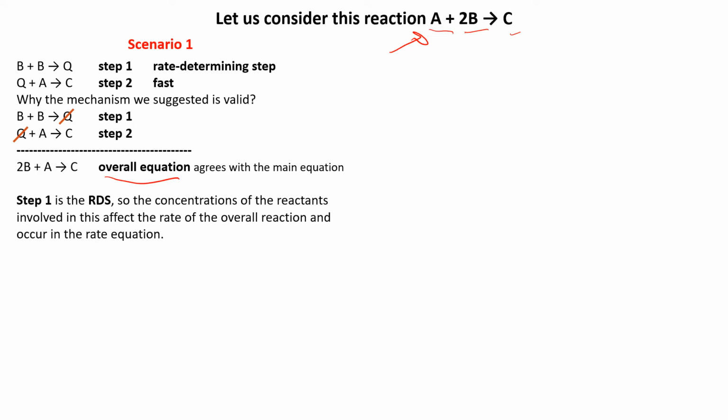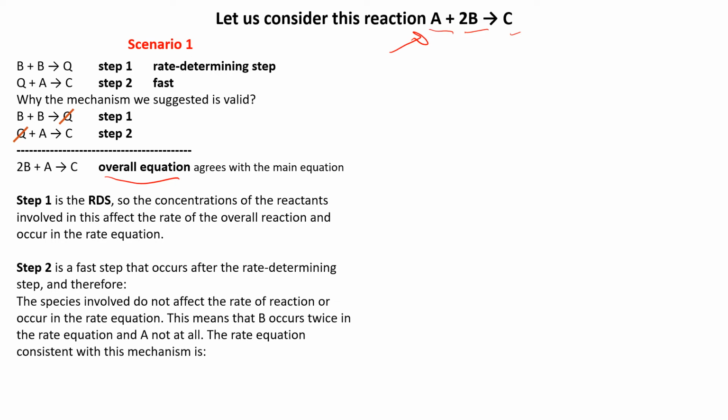Again, I cannot predict the rate determining step. I should be given data to tell me that this is the rate determining step. Why? Because I will use this rate determining step to write my rate expression. If step 2 is the fast step, then step 1 will be the slow step and the rate determining step. Why should I care about identifying the rate determining step or the slow step?